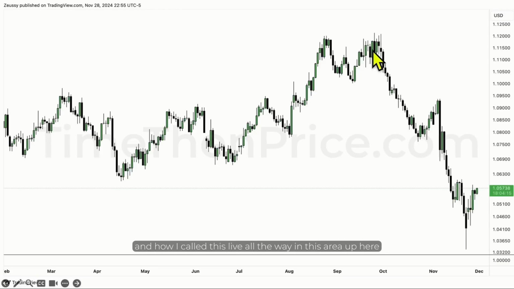the way in this area up here, I want you to pause the lecture again and I want you to break down to yourself what you see inside of this chart. After that, I will showcase to you how time and price can be blended to see these algorithmic signatures.